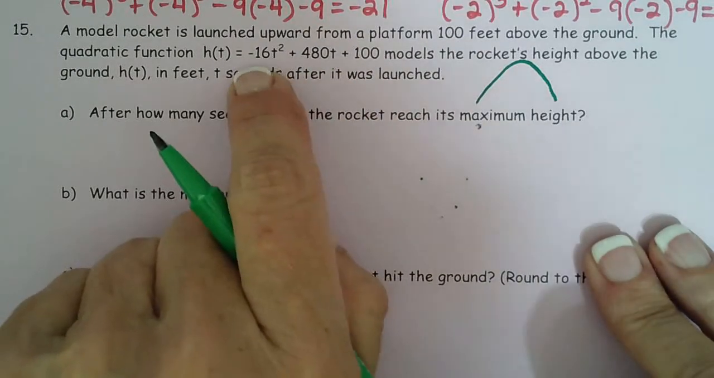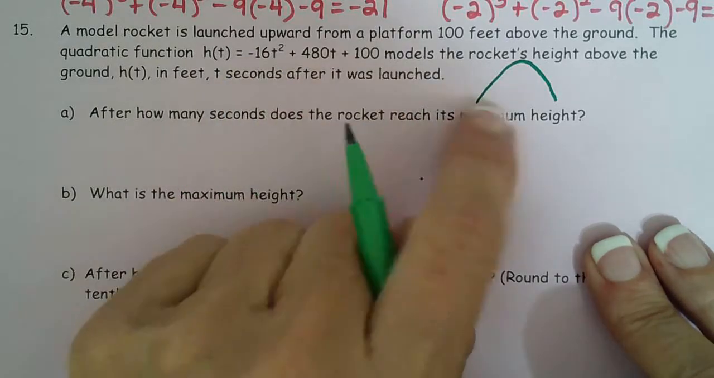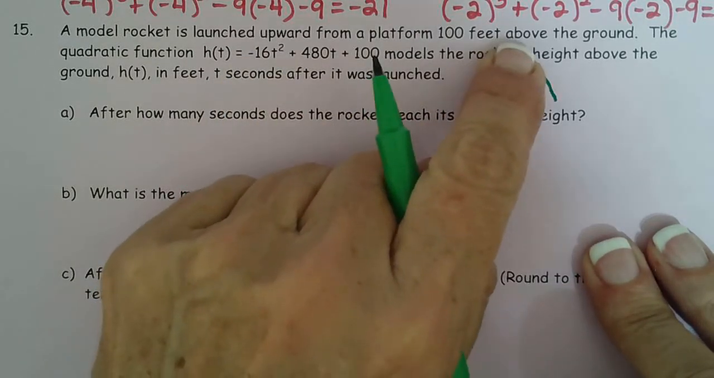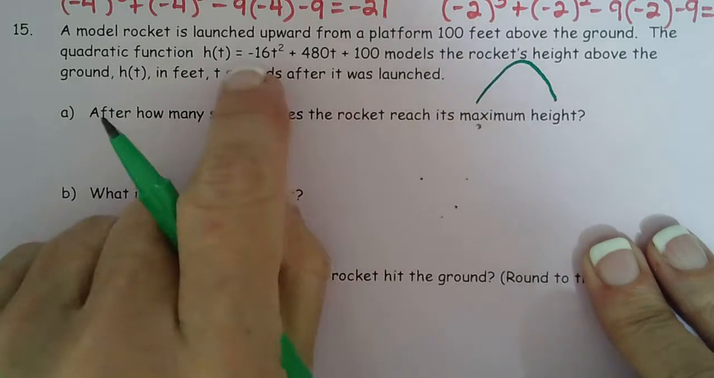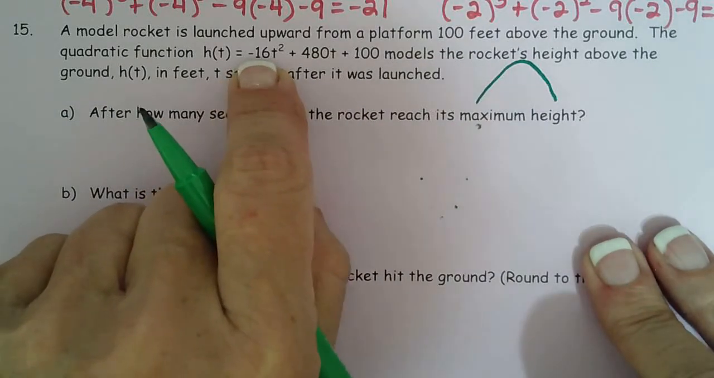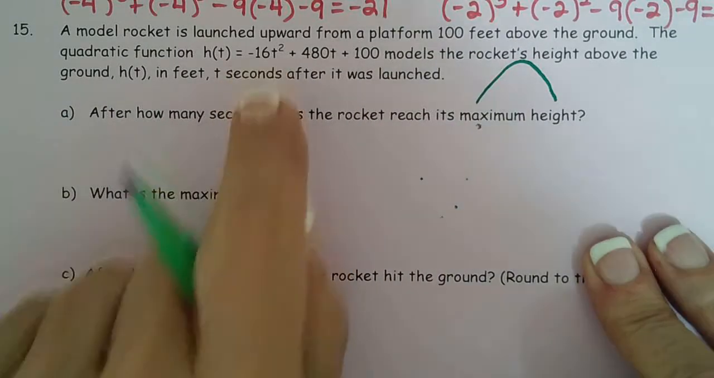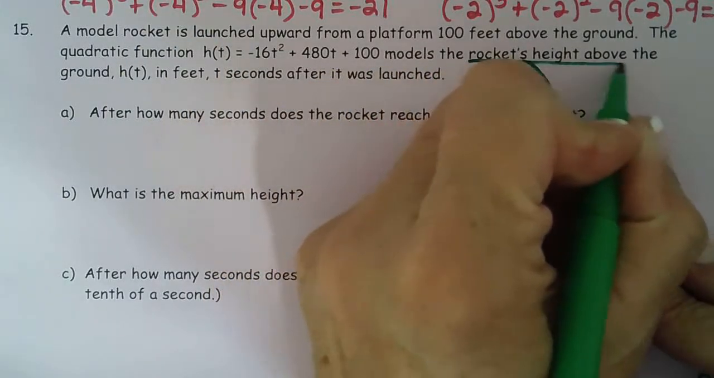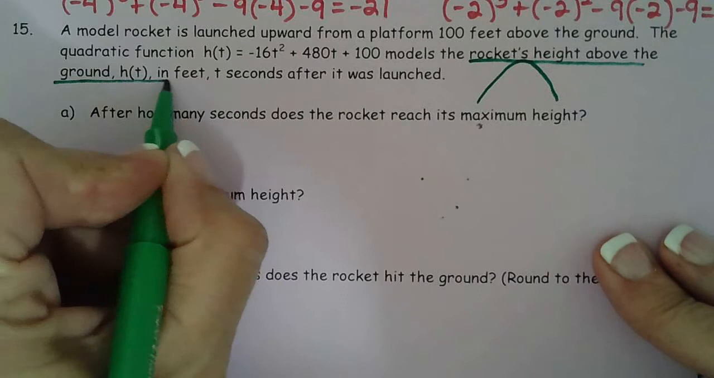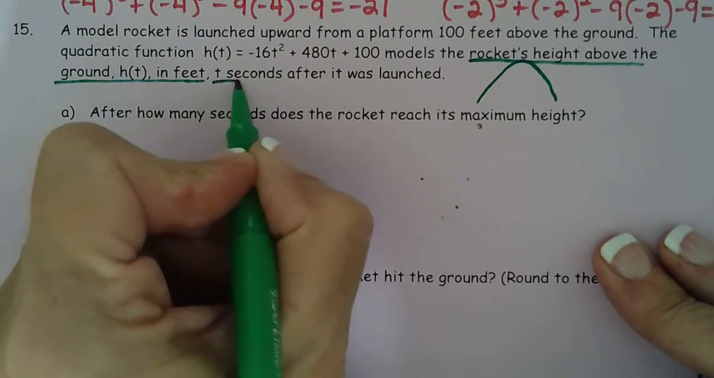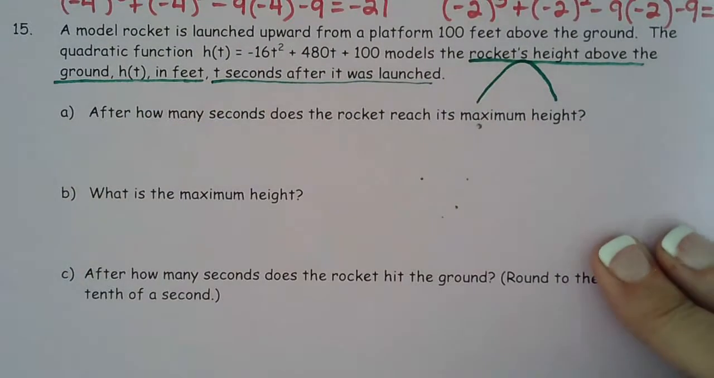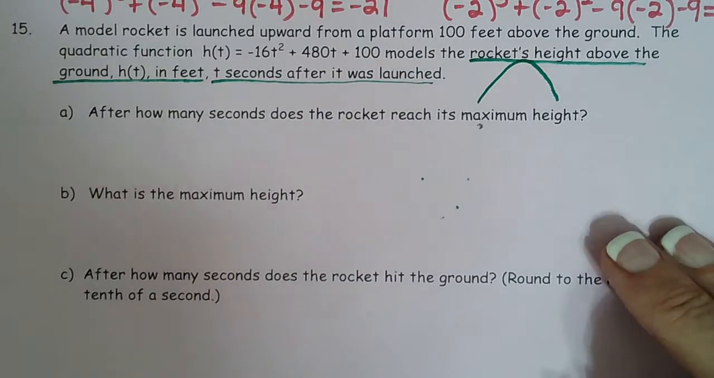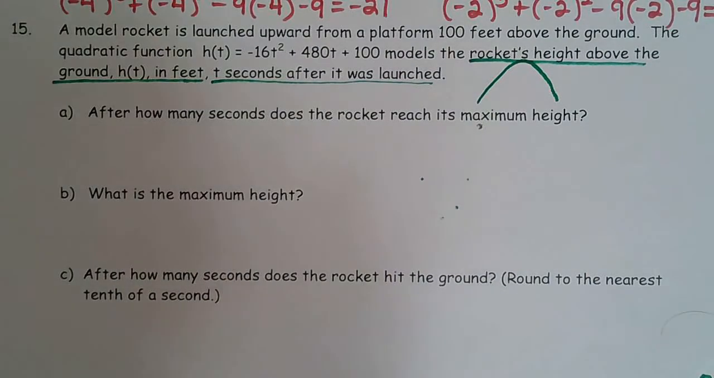So it's not surprising. It's an upside down parabola, because if you're shooting the rocket up in the air, it's going to go up and come back down. So it's not surprising the leading coefficient's negative. And this is the rocket's height above the ground in feet and t seconds after it was launched. Those are huge parts of this problem. They're going to help you know what formula to use. They're going to help you label your answers. So big part of the problem.